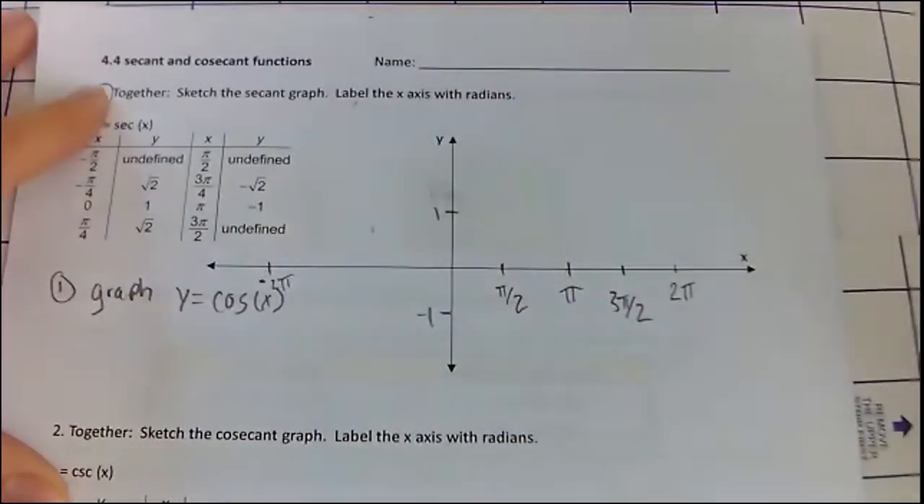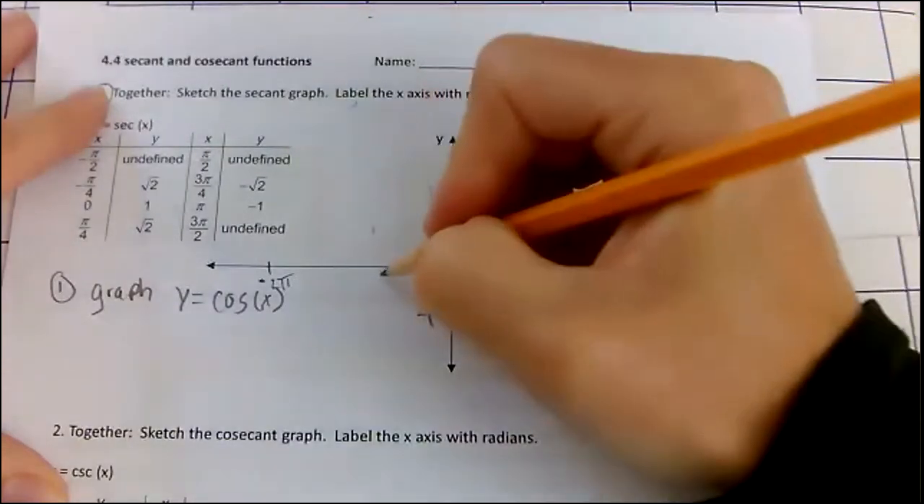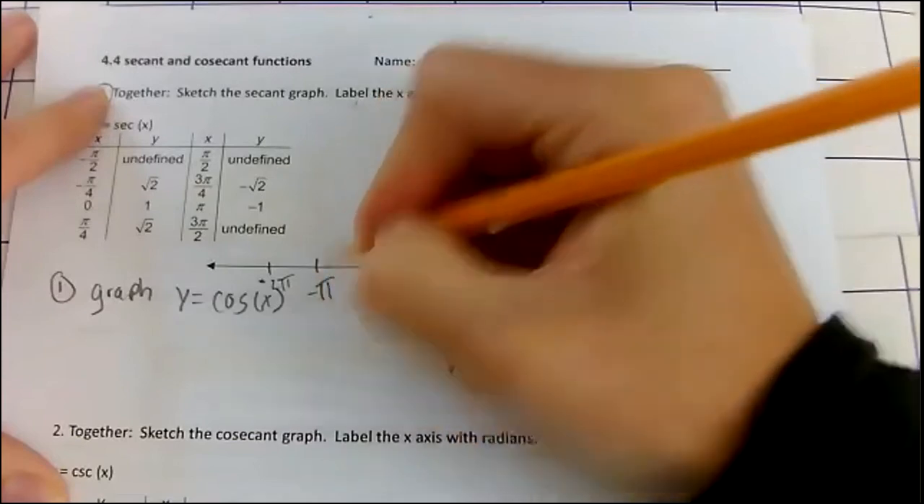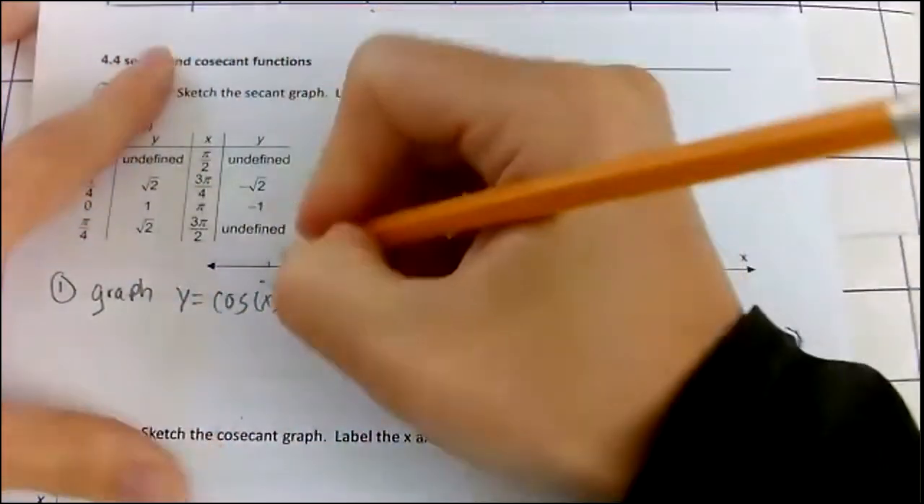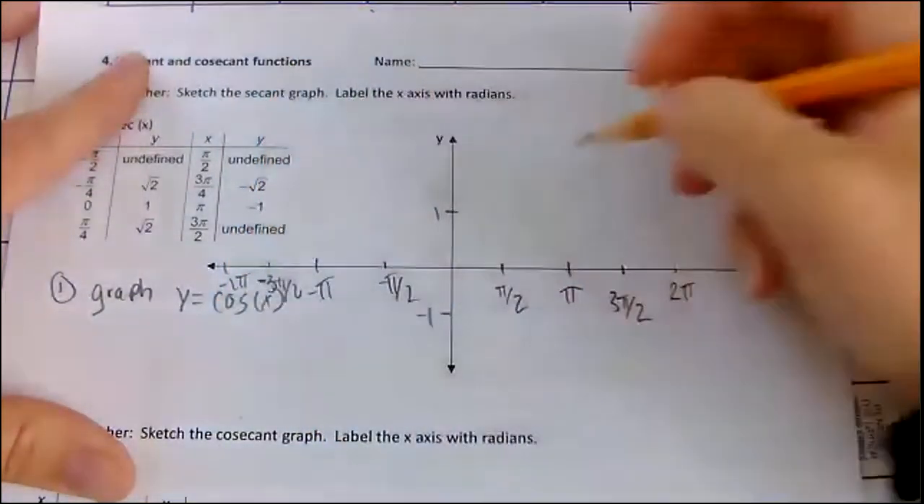And now this is not the secant function, this is the cosecant function, right? Let me mirror it the other way too. So it would be -pi over 2. It would be -pi. This was not far enough over. -3 pi over 2. And -2 pi.